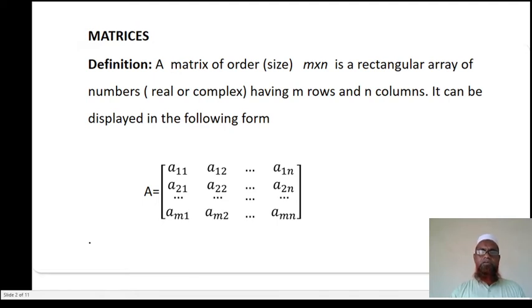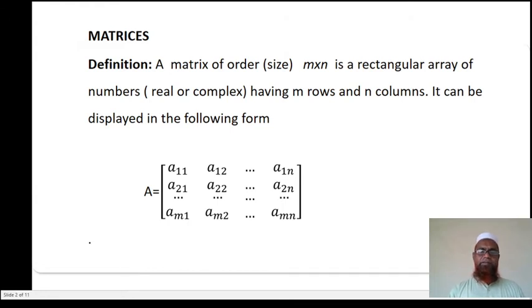Definition: a matrix of order or size m cross n is a rectangular array of numbers, real or complex, having m rows and n columns. It can be displayed in the following form: A equal to a11, a12, dash dash, a1n; a21, a22, dash dash, a2n; dash dash; am1, am2, dash dash, amn.